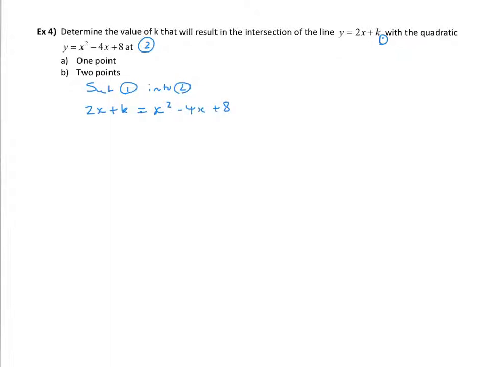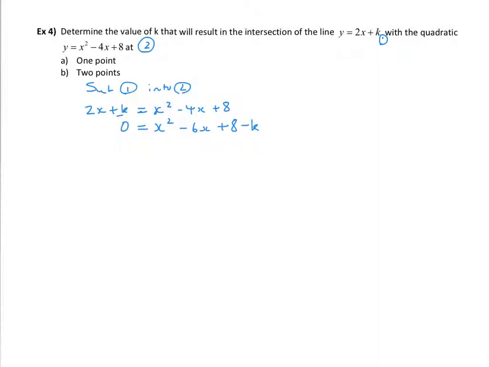Okay, I'm going to get everything to one side. I want my x squared to be positive, so I'm going to put 0 on the left side. Keep that as a positive x squared. I have a 2x on the left, so I'll subtract 2x to undo it, so that'll be a subtract 6x when I put it with the minus 4x. I still have my plus 8 here, and I'm going to undo the plus k by subtracting k.